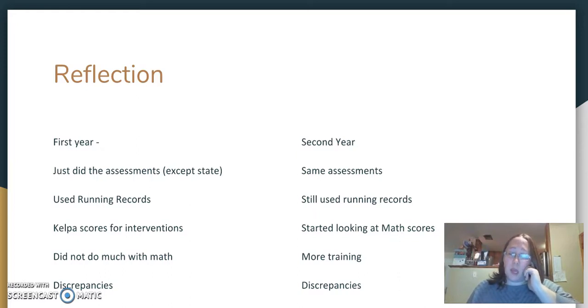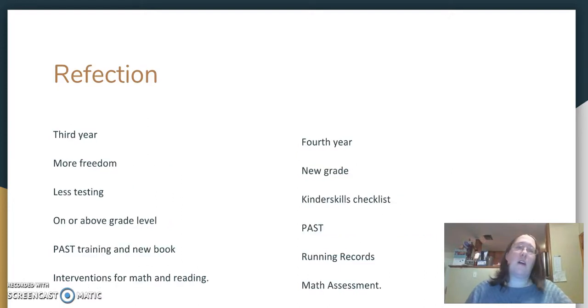And then we found out that the state standards were not really mixed well with the curriculums we were teaching. So then 3rd year came along, and we had more freedom in our classrooms to align with the state standards. We did a lot less testing. If the students were on or above grade level in 2nd grade, they did not have to do past, and we also didn't have to do running records on them as much. We only had to do it twice a year. If they were below, it was still 4 times a year.